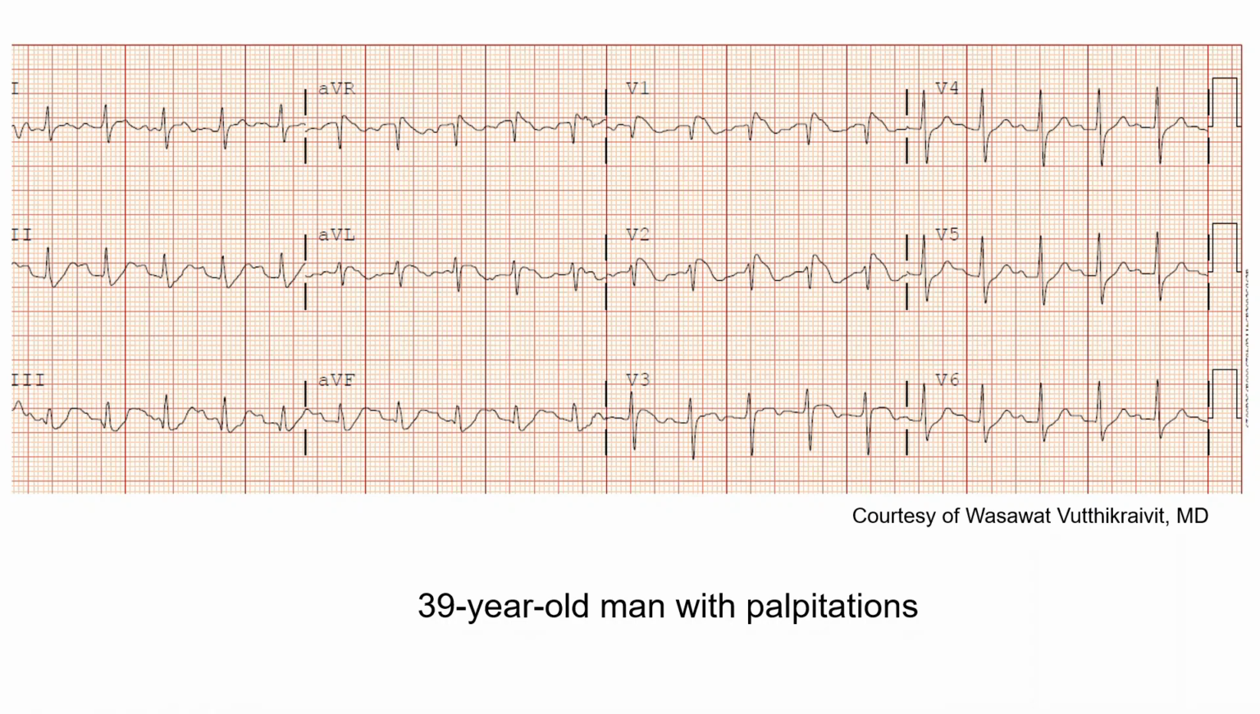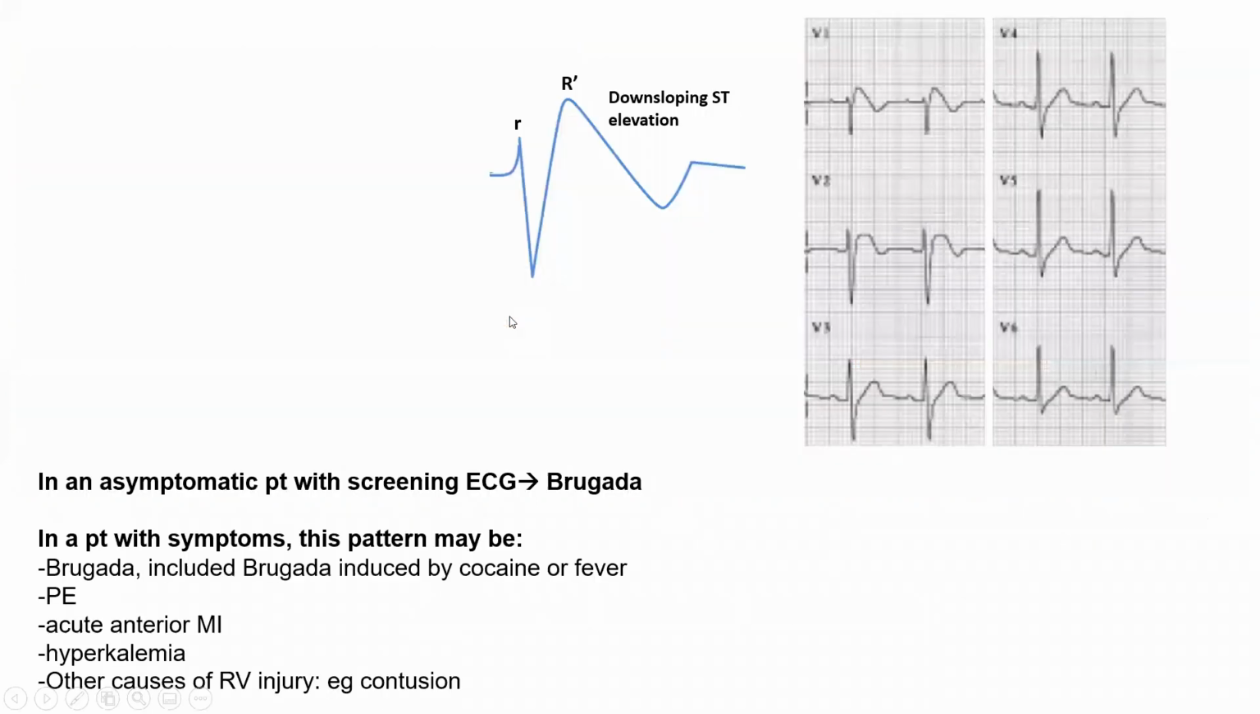Now, can this be STEMI? I mean, when you see it, does it have to be Brugada, not STEMI? And why is this patient tachycardic? He has sinus tachycardia. What can come to your mind when you see somebody with a Brugada pattern, yet he's tachycardic? What's the immediate thing that should come to your mind? It came to my mind as I was communicating with Wasawat immediately as I saw this EKG. Fever. So here's the differential for this EKG.